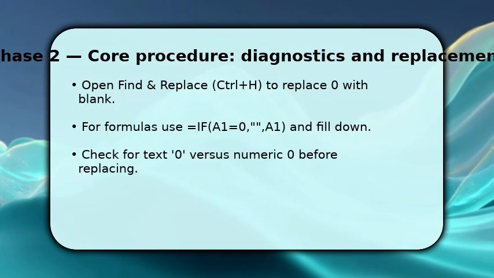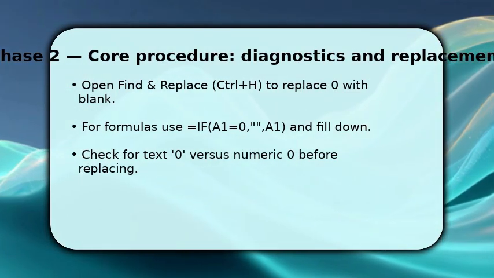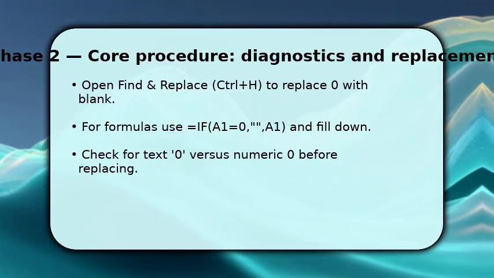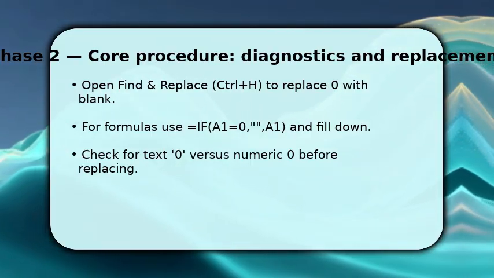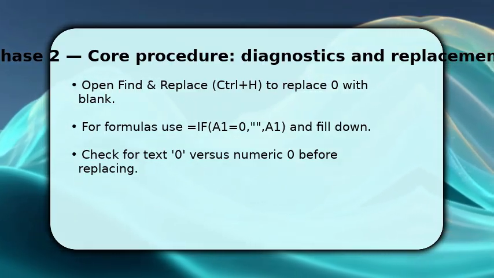You can immediately press Ctrl+H to open Find and Replace. Enter 0 in Find What and leave Replace with empty, then click Options and match entire cell if appropriate. Once done, Replace All removes standalone zeros.